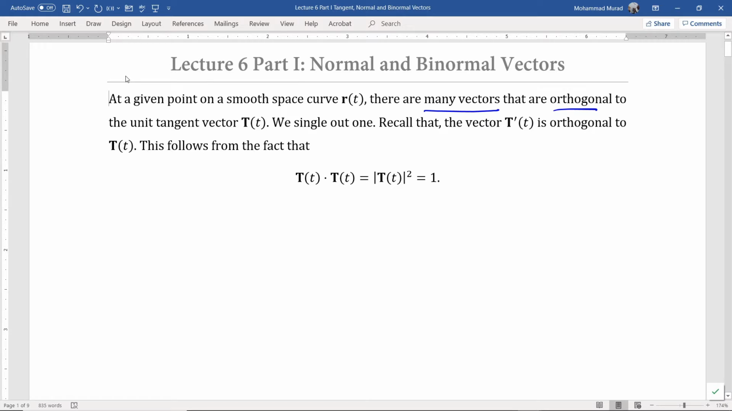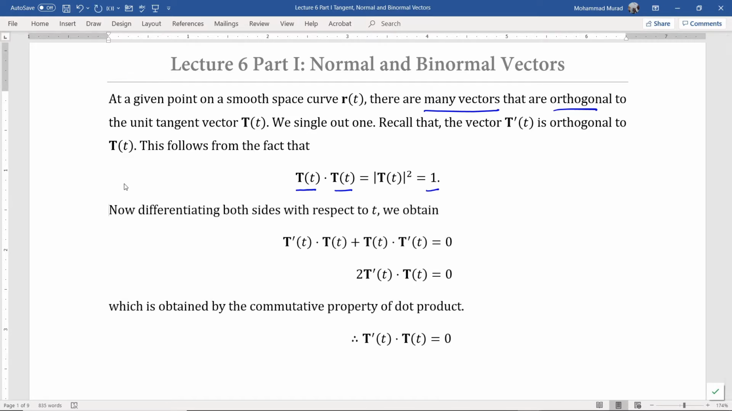Recall that the vector T prime is orthogonal to T. This follows from the fact that the dot product of the unit tangent vector with itself equals the square of the magnitude of the unit tangent vector, which is equal to 1. Now, differentiating both sides with respect to t, we obtain T prime dot T plus T dot T prime equals the scalar 0.